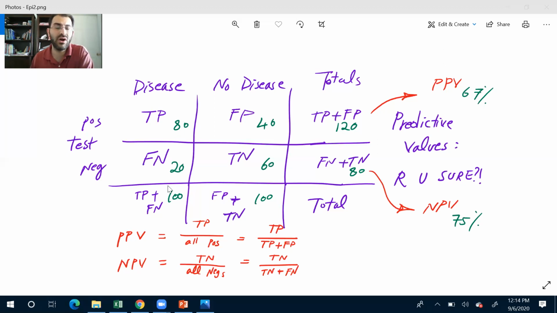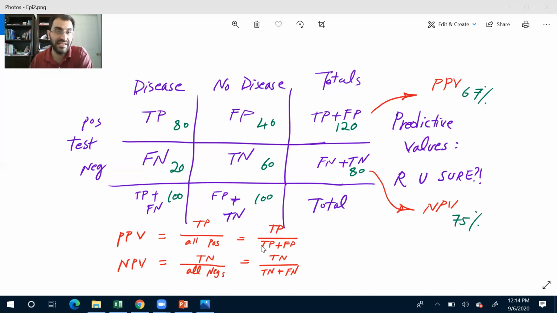Positive predictive value, look at the positive row, and negative predictive value, look at the negative row. Where is the true part in the positive row? TP. All the positives are here. What is the true part in the negatives? TN. Where are all the negative results? FN plus TN. That's positive and negative predictive value.